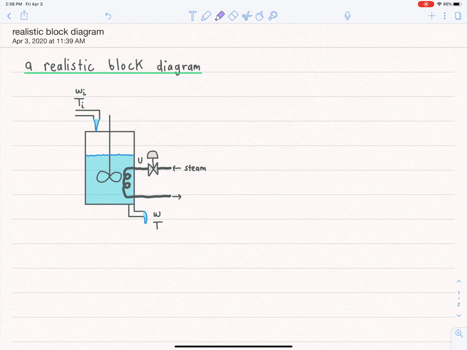So here's the process set up. What we have is liquid flowing into the tank. And there's a mixer that keeps it well mixed. And then the liquid flows out of the tank, but at a different temperature than what it was coming in. So this is the input temperature, and this is the output temperature. And the purpose of this process is to heat up this liquid.